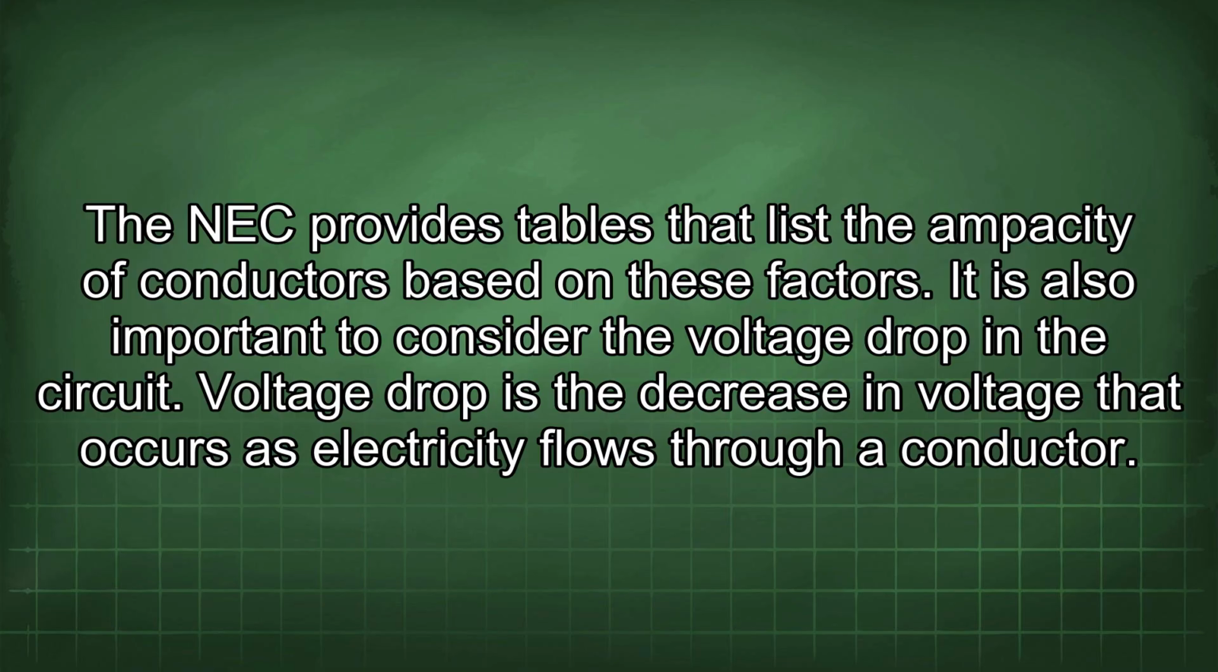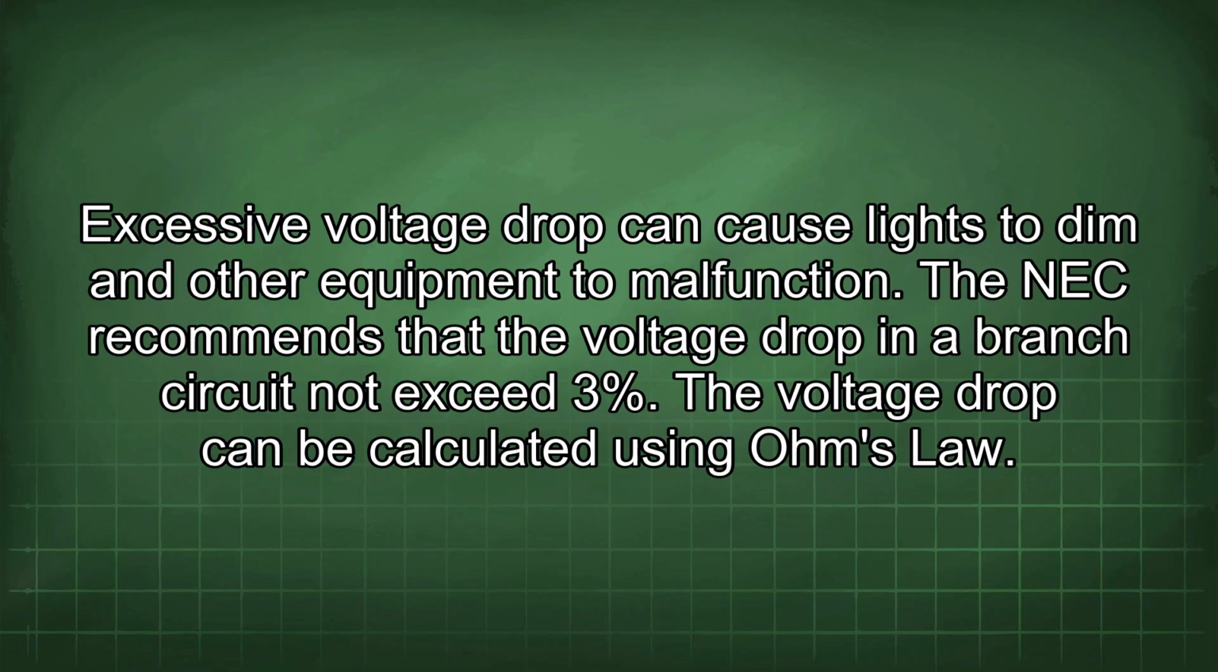It is also important to consider the voltage drop in the circuit. Voltage drop is the decrease in voltage that occurs as electricity flows through a conductor. Excessive voltage drop can cause lights to dim and other equipment to malfunction. The NEC recommends that the voltage drop in a branch circuit not exceed 3%. The voltage drop can be calculated using Ohm's law.